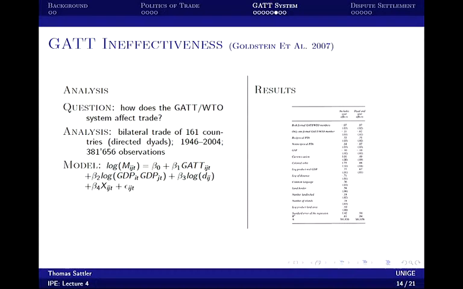And this was a finding by an economist, Andrew Rose, who in the early 2000s said, look, I tried to see what the effect of the GATT is on trade, and I found that it's 0 or even negative.